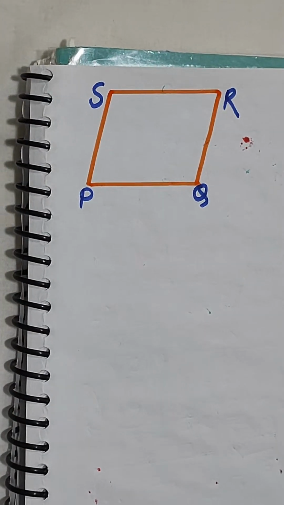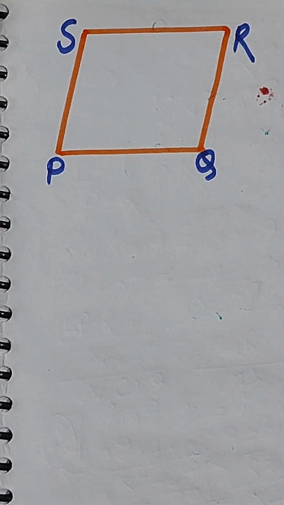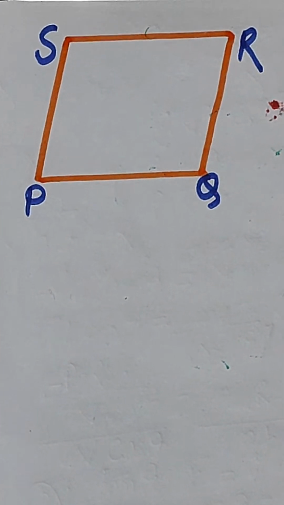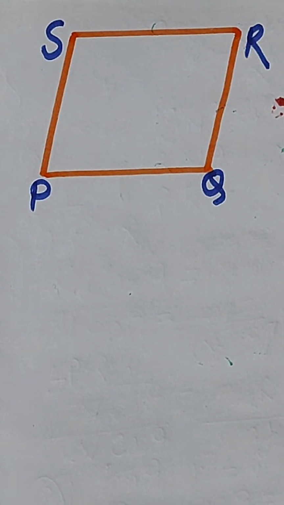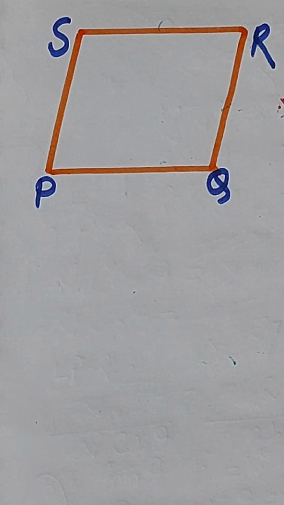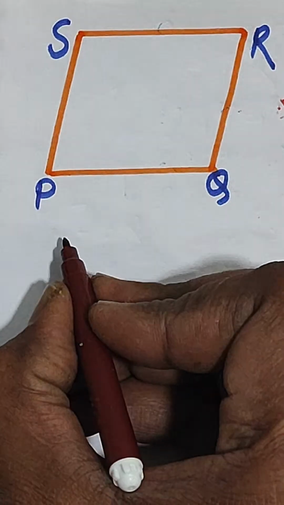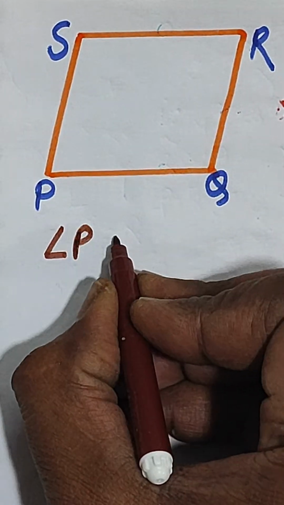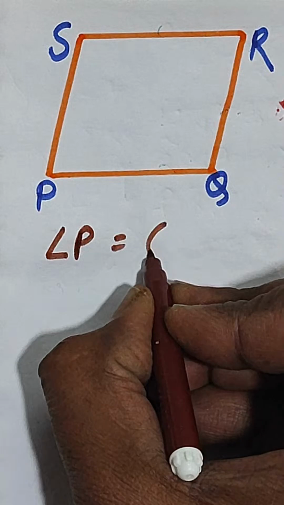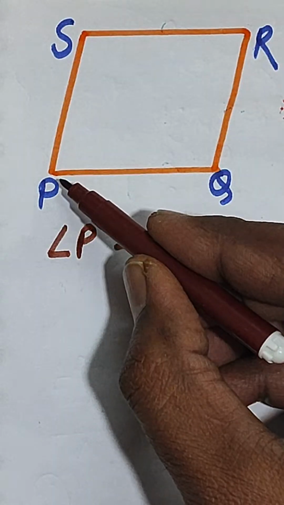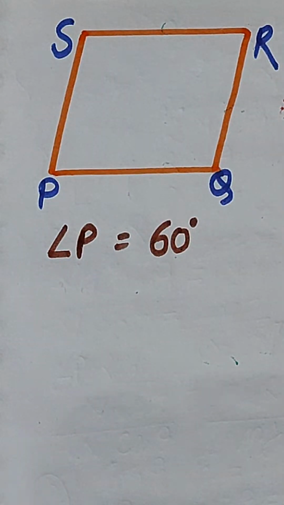The question is from a parallelogram, where we need to find the length of RQ, and it's also given that one of the angles is 60 degrees. Angle P is given as equal to 60 degrees, and the two angle bisectors are given for this parallelogram.